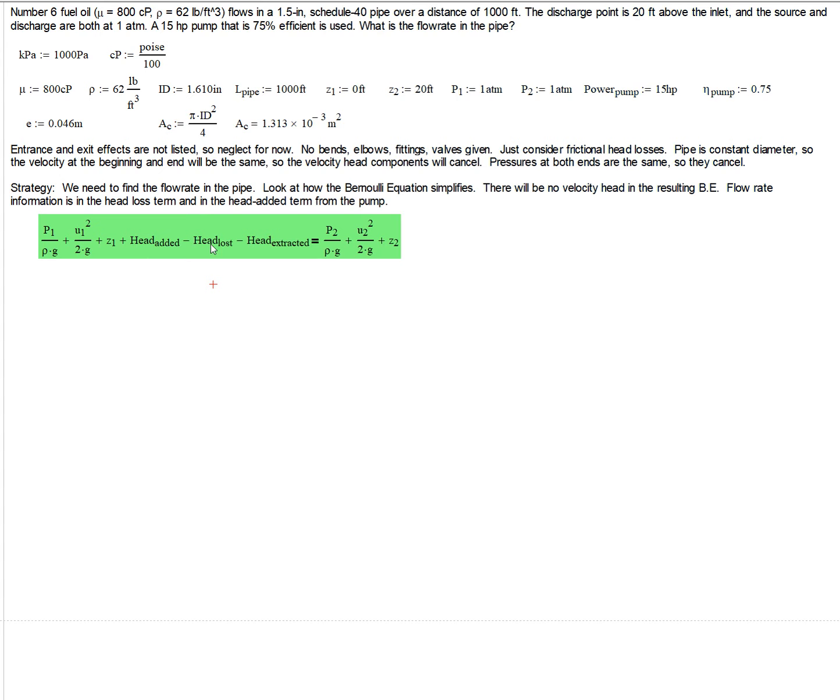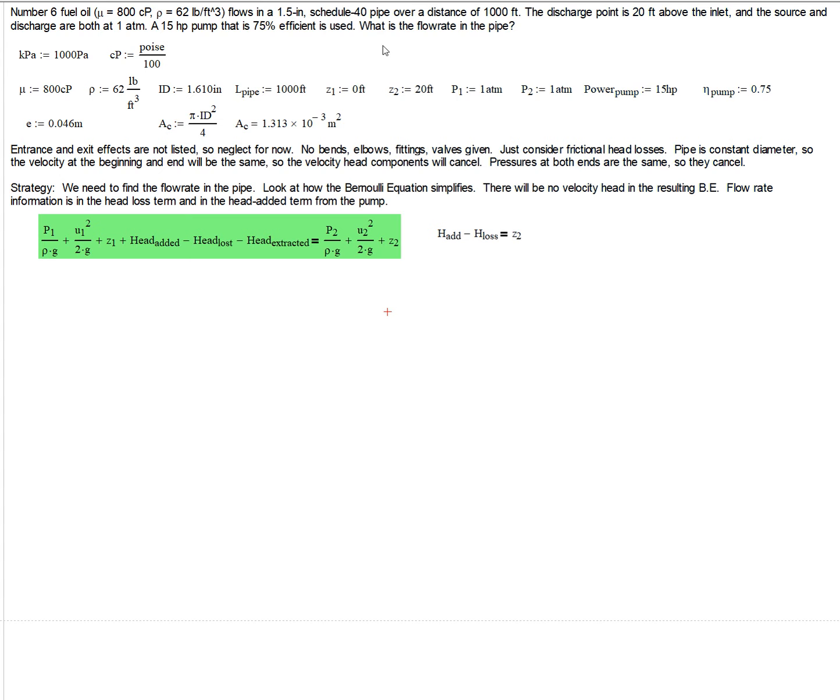Well, we're left with head loss, which is what we're going to have to account for. No head extracted, that is for turbines and expanders only. And then our head added, we're told, is from the 15 horsepower pump. And so our Bernoulli equation simplifies down to a pretty simple equation. Head added minus head loss is equal to Z2.